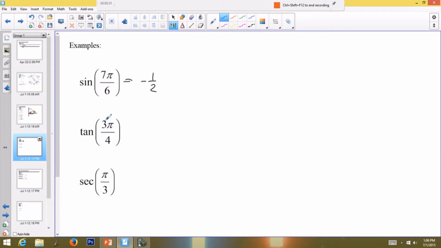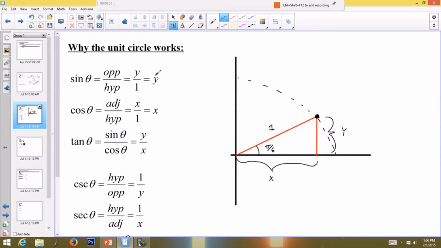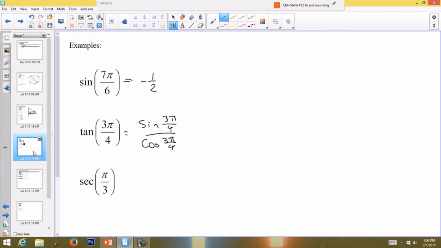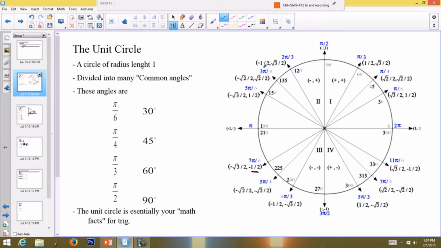The tangent of 3 pi over 4 is literally the sine of 3 pi over 4 over the cosine of 3 pi over 4. Now we also said that the value was the y over the x. So in your head, you want to have that unit circle picture, and you want to go to 3 pi over 4. Remember what the y value is, remember what the x value is, and write them down. Start at 0, go to 3 pi over 4. Well, the y value is square root of 2 over 2. The x value is negative square root of 2 over 2.